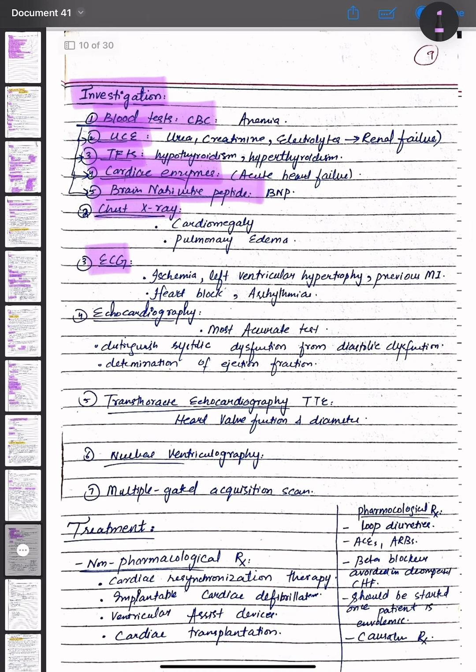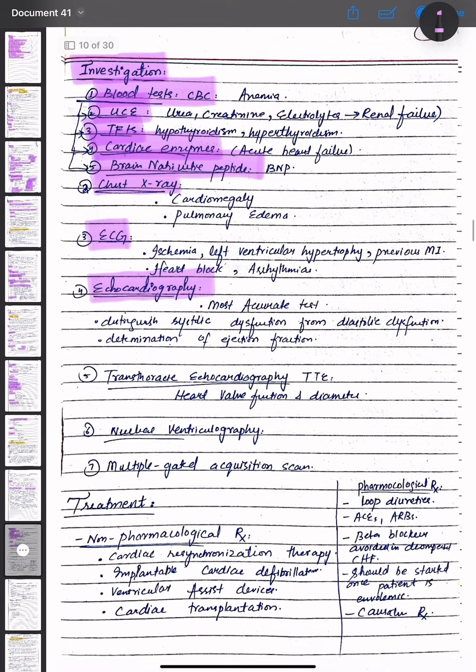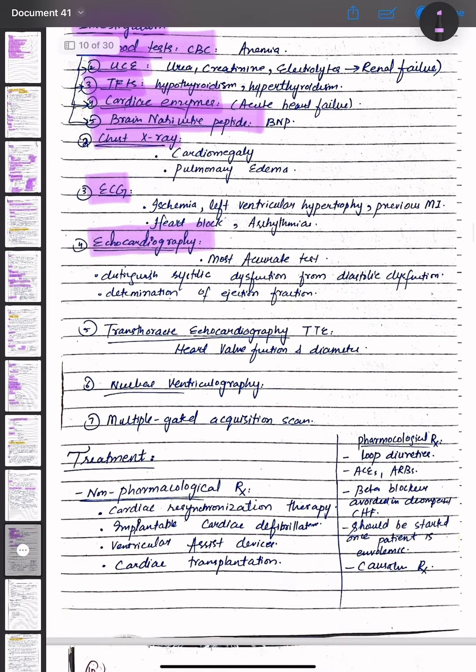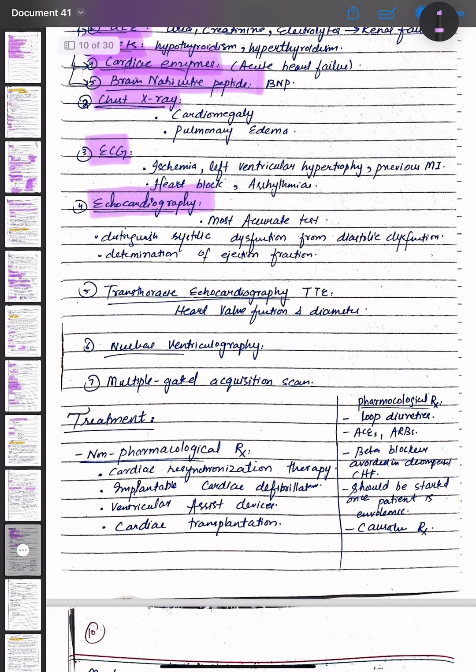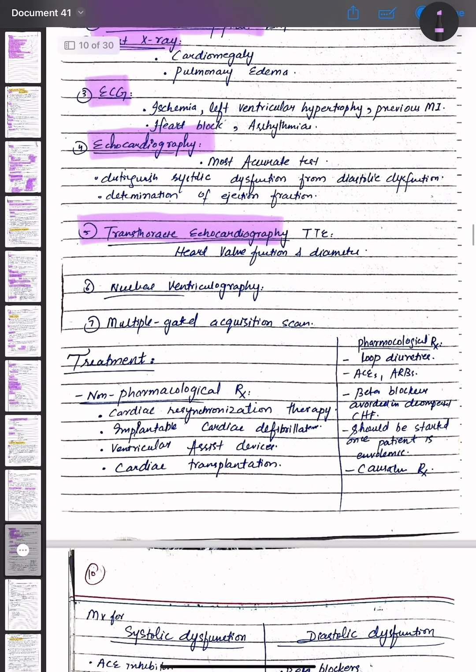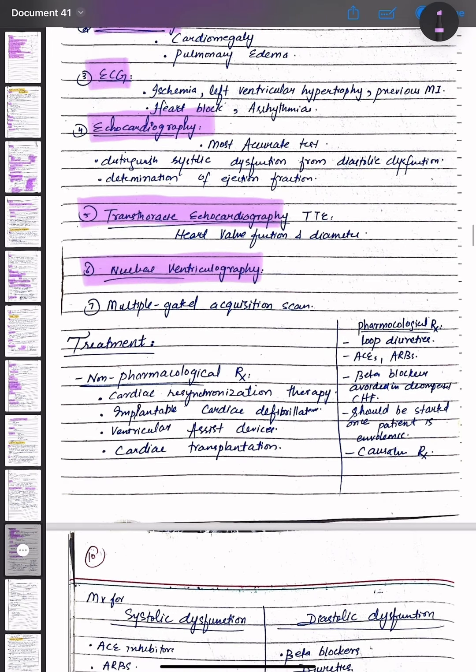Echocardiography is the most accurate test which distinguishes systolic from diastolic dysfunction, and the determination of ejection fraction is done. Transthoracic echocardiography is done, which shows heart wall function and diameter. Nuclear ventriculography is done, and multiple gated acquisition scan is done.